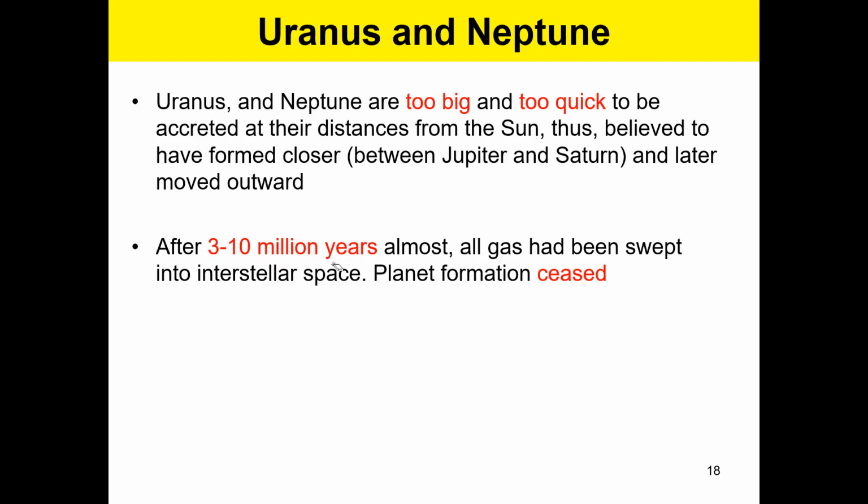So after about 3 to 10 million years, almost all gas had been swept into interstellar space because of the radiation pressure from the sun, not only the T Tauri wind at the early stage of the sun. As long as the sun shines, the light comes with radiation pressure, and the matter in the solar system is constantly being pushed out into interstellar space. So over millions and millions of years, the area has become clean and empty. Therefore, there's no further possibility for any other planet to form.